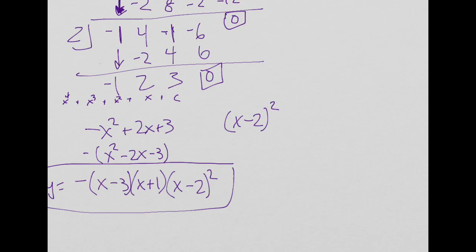So now I need to sketch this. And I know I've got 3 different zeros. I've got a zero at positive 3. I've got one at negative 1. And then I have that double zero at positive 2. So I'm going to write myself a little note. Remember that that's going to bounce for that zero.